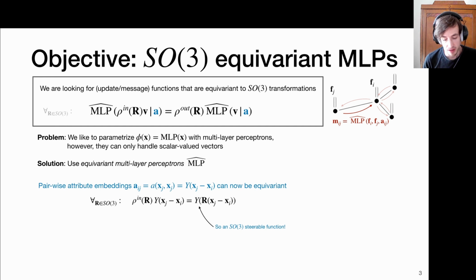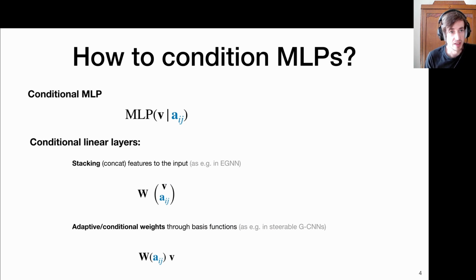Okay, so the goal is twofold, actually. One is we want MLPs that are equivariant, and secondly, we want the MLPs to be conditioned in some sense on these attributes. So let's talk about this conditioning aspect. What do I mean with it? It means that the output of this MLP for some input vector V depends on the attribute on which it is conditioned. And we are already familiar with two types of conditioning, right? Quite often, if we want to use some feature in our computations, then we simply concatenate it to our feature vector. So we have the stacking or concatenation type of conditioning, right?